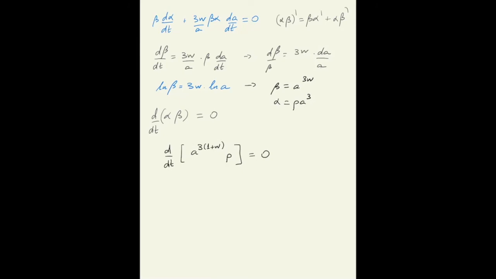Now this equation can be used for any fluid for which we can write the equation of state in terms of the pressure being equal to w times ρc². And given that the scale factor at present is equal to 1, any such substance will follow this equation, meaning that a to the power of 3(1+w) times ρ is equal to ρ₀, which is constant.